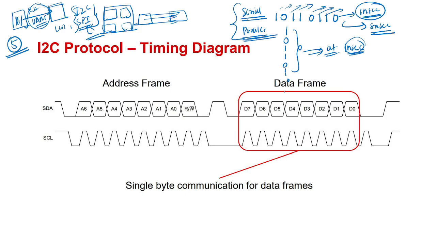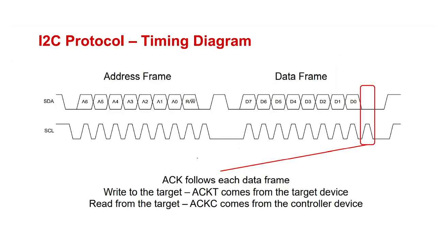Hope you understood what types of communication are there. So you are sending 8 bits of data. After that, again ACK. After sending, the master should give the ACK. So that means to write to the target, ACK comes from the target device. Write to the target means there is a slave. The slave will give the acknowledgement to the master that you can write to me. I am ready, like that.